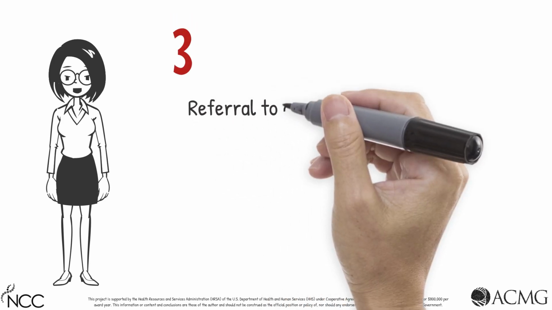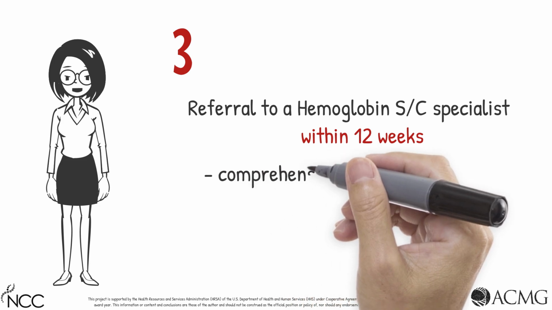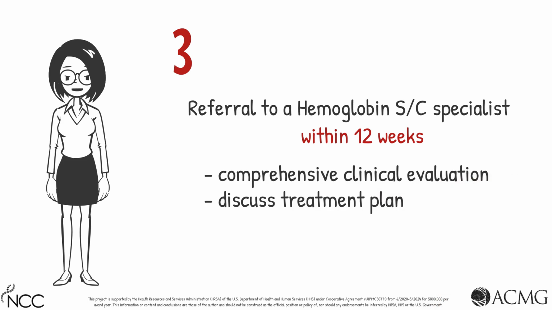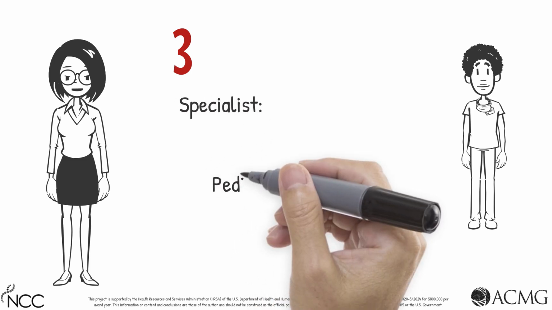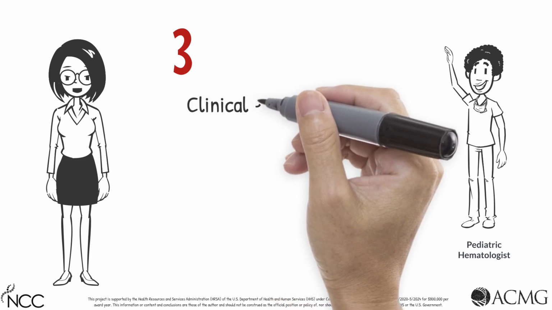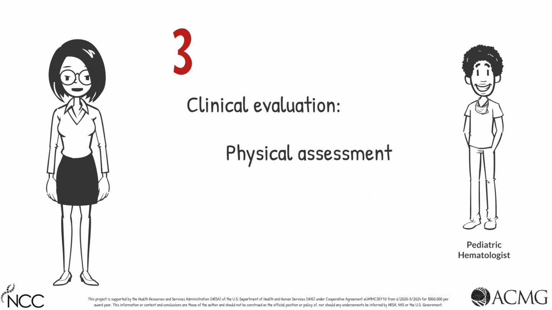Third, arrange for a referral to a hemoglobin SC specialist within 12 weeks for a comprehensive clinical evaluation, discussion of the treatment plan, and genetic counseling. The specialist is typically a pediatric hematologist. The clinical evaluation should include a comprehensive physical assessment by an experienced hemoglobin SC specialist.